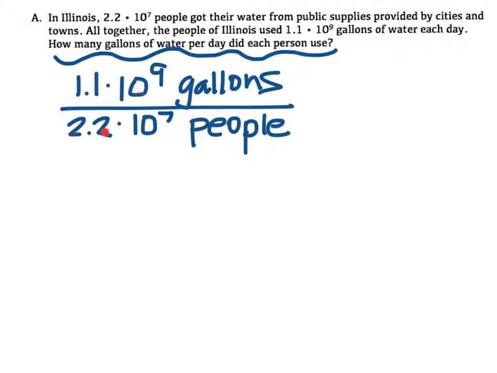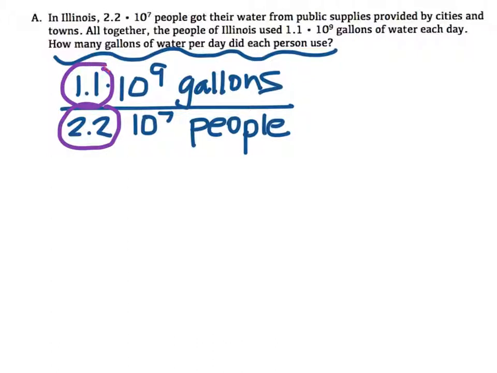Now, these numbers are both written in scientific notation. Remember, the front part of the number in scientific notation is called the coefficient. To complete this division problem without a calculator, we're going to start by looking at the coefficients and dividing those. I hope you can recognize that 2.2 is just twice as big as 1.1.